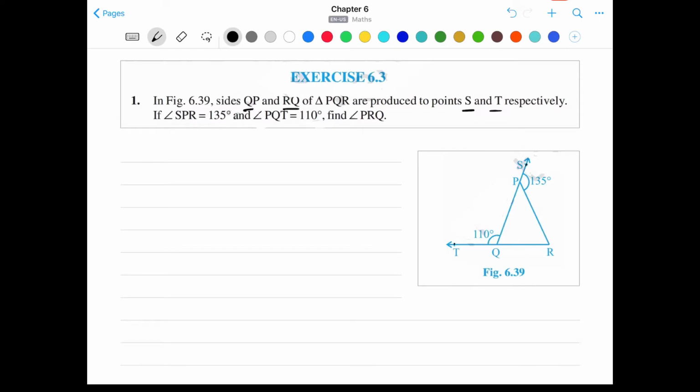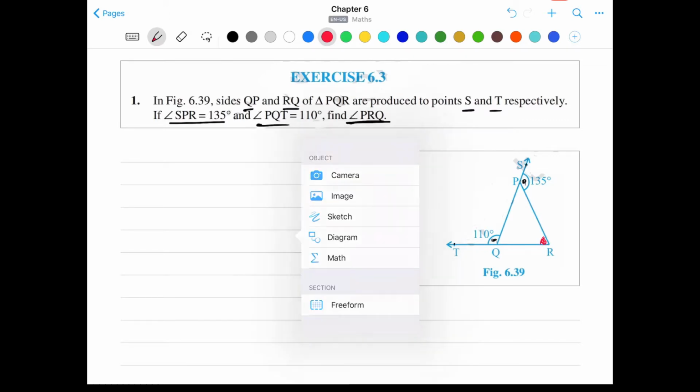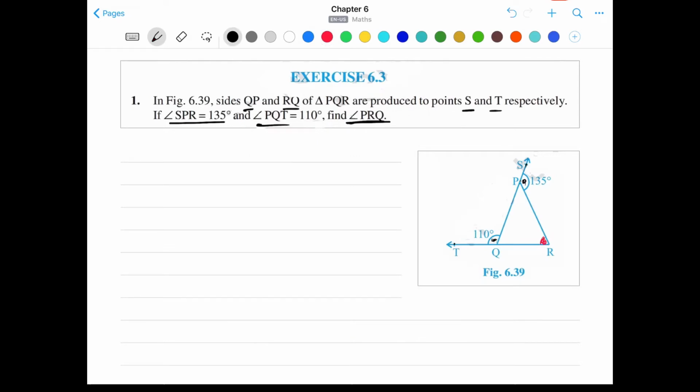Such that angle SPR is 135 degree, this angle SPR is 135 degree, and angle PQT is 110 degree, this angle PQT is 110 degree. We have to find one angle, which is angle PRQ, this angle. So we'll start. First we'll write the given part and the to-find part. Let's write answer number 1. First we'll write given.